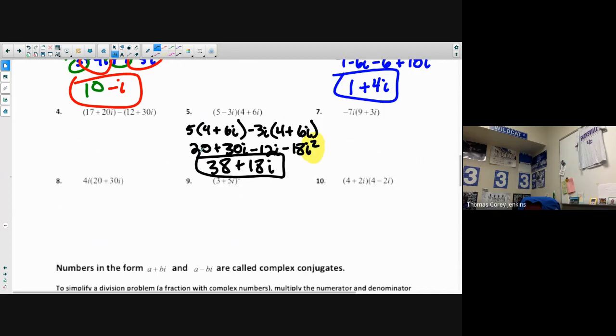Number 7 is as simple as it looks. You're just distributing a minus 7i. And then let's do maybe just number 9. Actually, let's look at number 10. I'll leave number 9 for you.